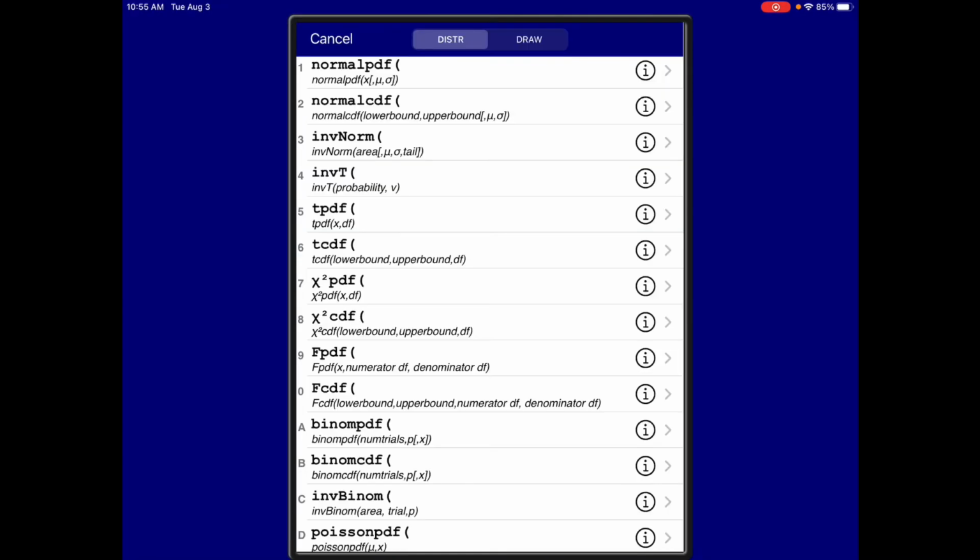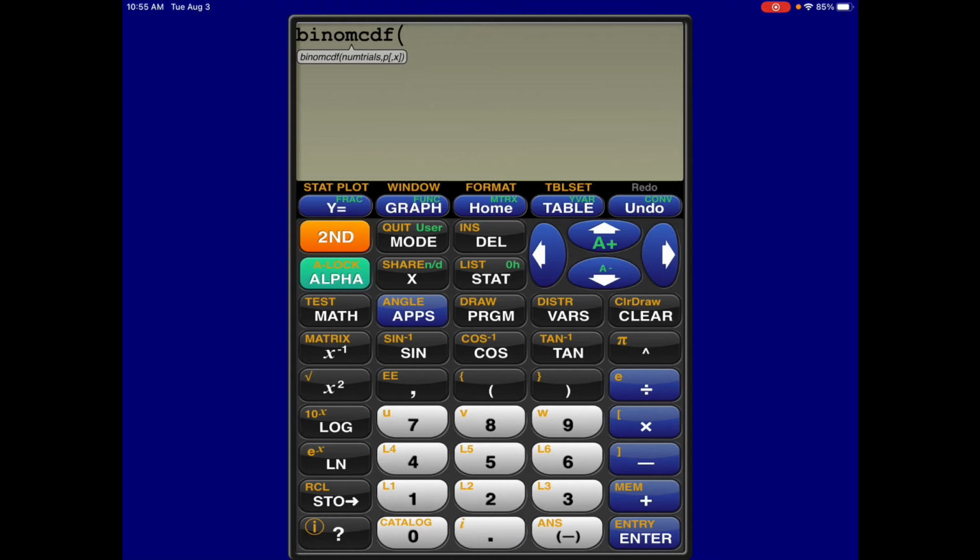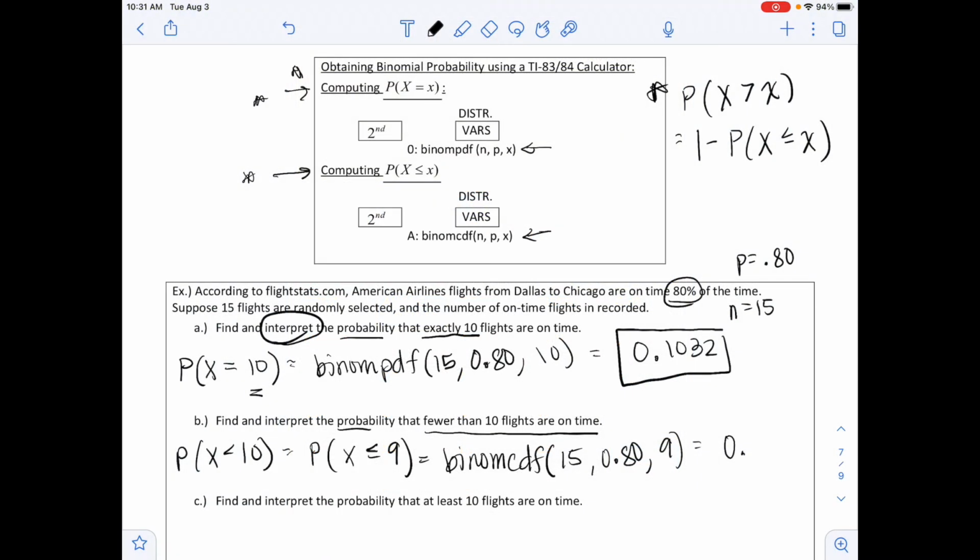On your calculator, go to second, vars, go down to binom CDF. Our number of trials is 15, probability is 0.8, and this time our value of x is equal to 9. Select enter, and we get our probability. From the calculator, you get a probability of 0.0611. And then again, it does say to interpret. So interpreting this, we can say the probability that fewer than 10 flights are on time out of the 15 flights is equal to 0.0611.